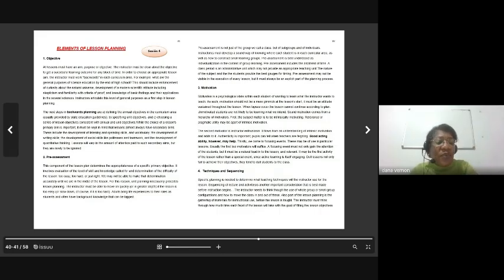For next week, you have to read this, okay? The elements of our lesson planning. This is in your model. The last part of the model.